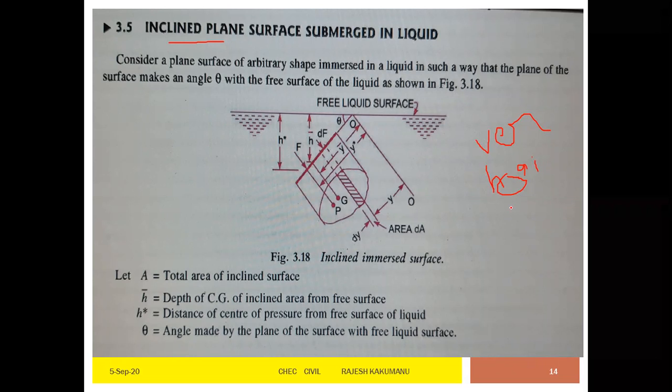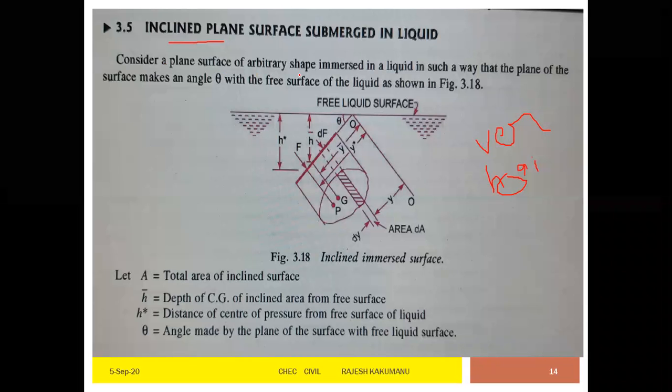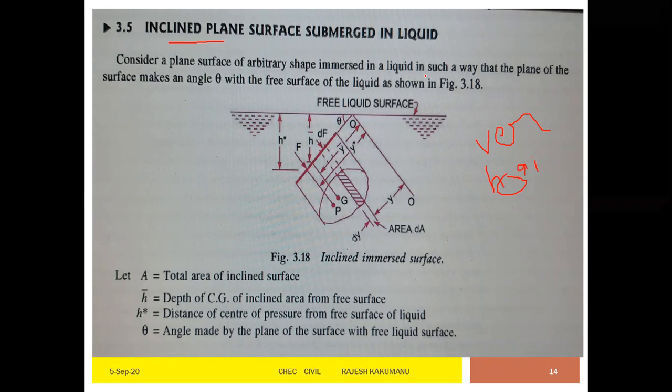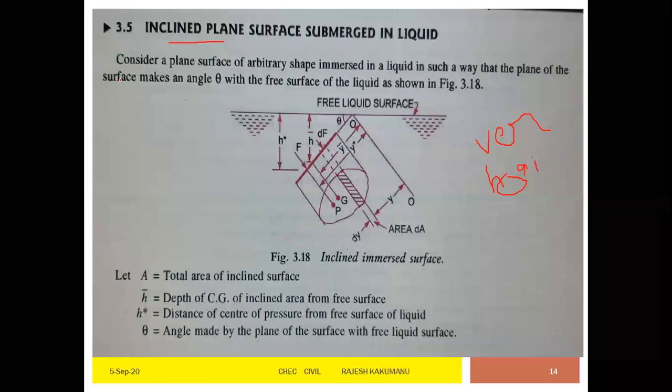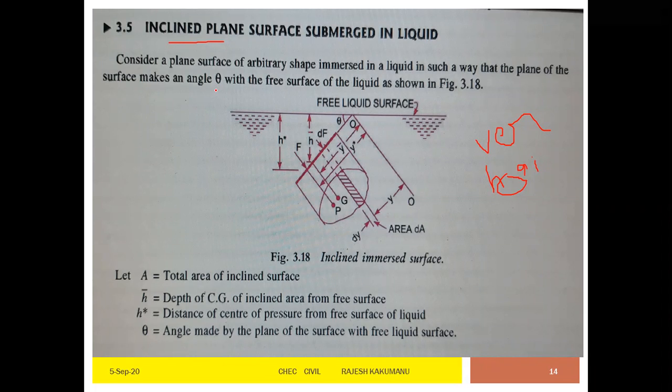Now consider a plane surface of arbitrary shape. Take any shape, any definite shape, immersed in a liquid in such a way that the plane of the surface makes an angle theta. Whenever the object is immersed in a liquid, generally it takes an angle, theta.